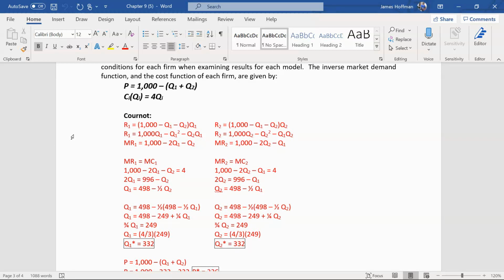So start with Cournot, and we're trying to find the outputs and the profits and the market price for this market. So we have to define the revenue functions. First we have to get marginal revenue and marginal cost and set those equal for each firm.